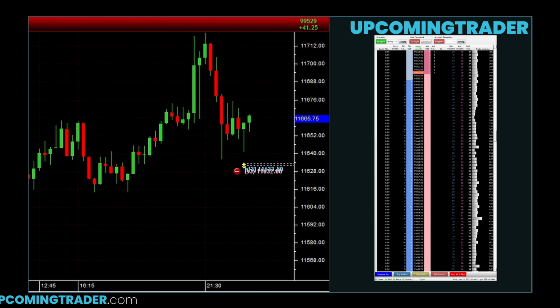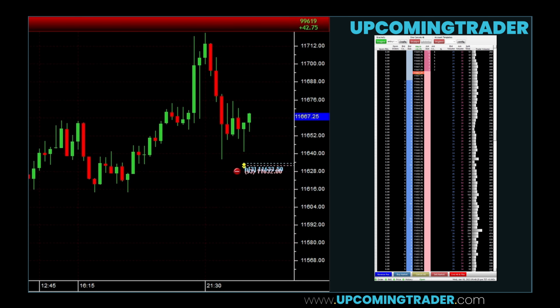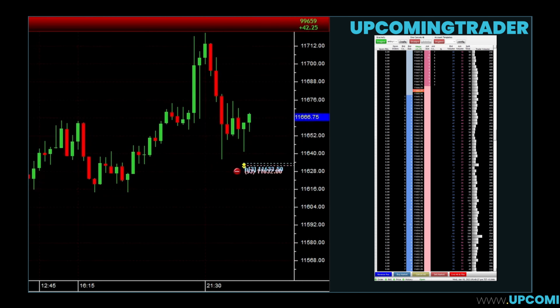Conversely, an inverse head and shoulders is the opposite, and it signals that a downtrend might be ending and a new uptrend could begin.